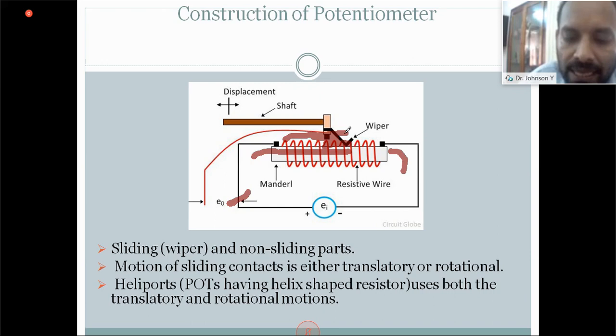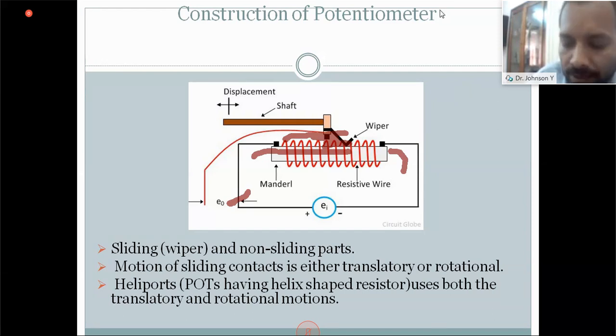In that heliport, we can see both translatory as well as rotational motion. So different types of sliding contacts are available there. So we went through the basic principle as well as the construction.